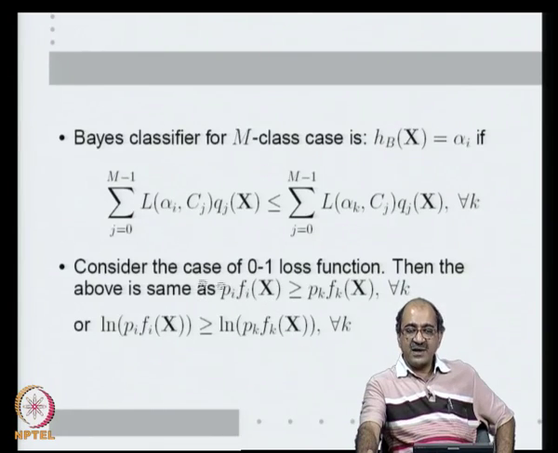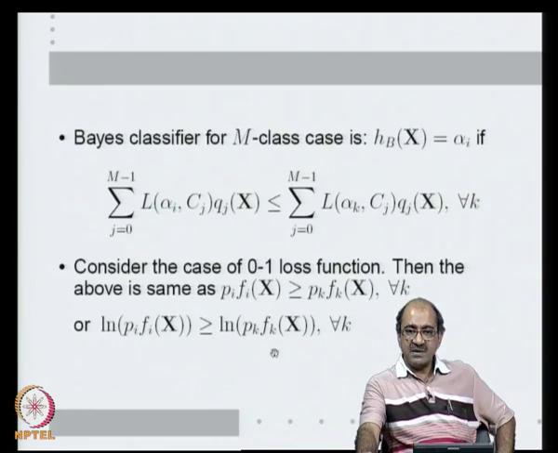But if you consider, say, the 0-1 loss function, then this is the same as p_i f_i greater than p_k f_k. We have seen that essentially we have to say q_i greater than q_k for all k, then I put it in class i. So, in the 0-1 case, this general classifier turns out to be p_i f_i greater than p_k f_k for all k, which is the same as ln of p_i f_i(x) greater than ln of p_k f_k(x) for all k. So, this is the general Bayes classifier for the 0-1 loss function.